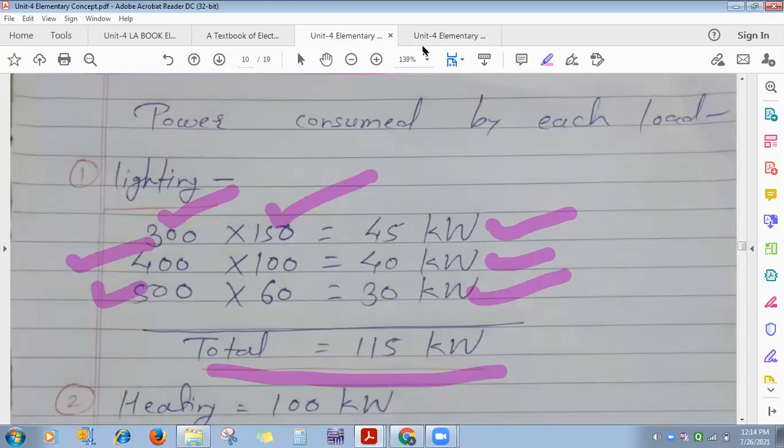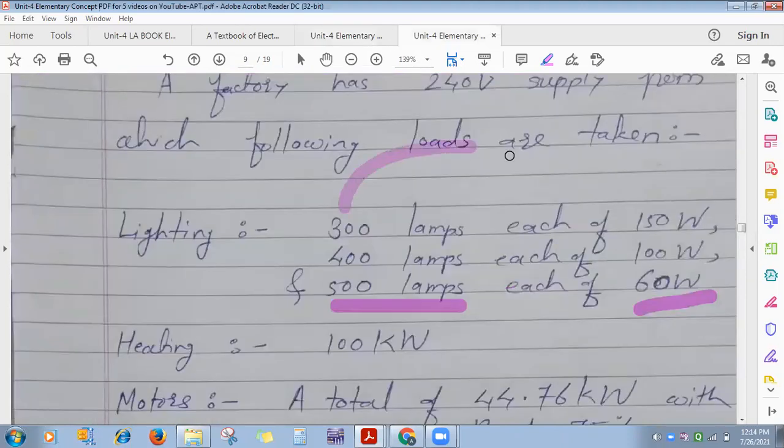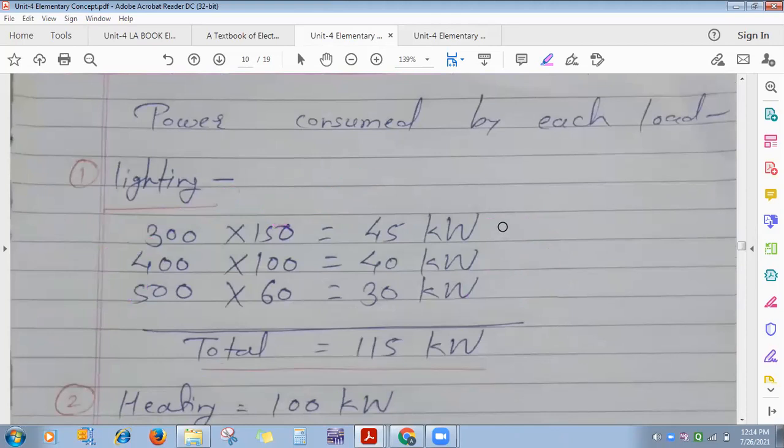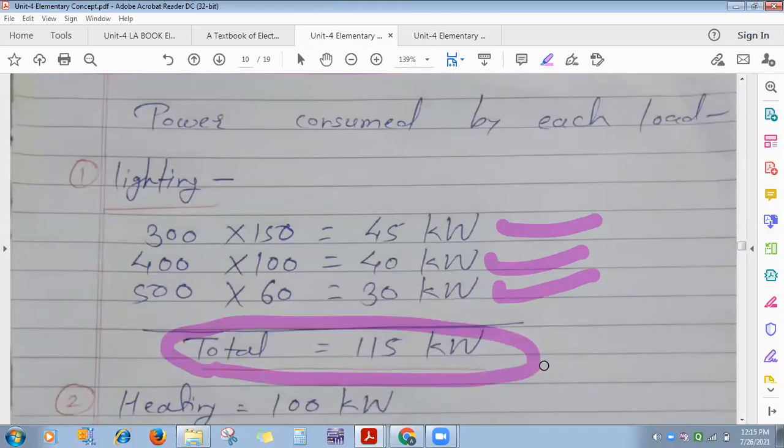See here, what is given to you? 300 lamps are there, each of 150 watt. Means how much power total they will consume? 300 into 150. Similarly, 400 into 100, 500 into 60. So for each type of lamp, we have calculated the total power consumed. You will get 115 kilowatt.